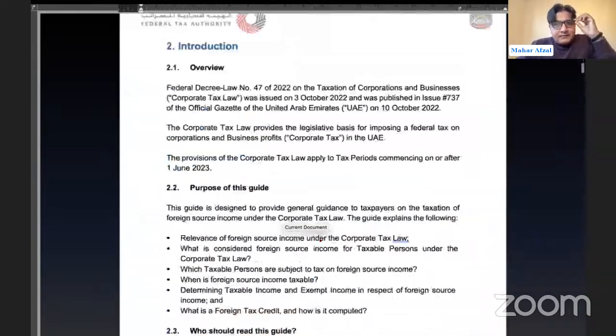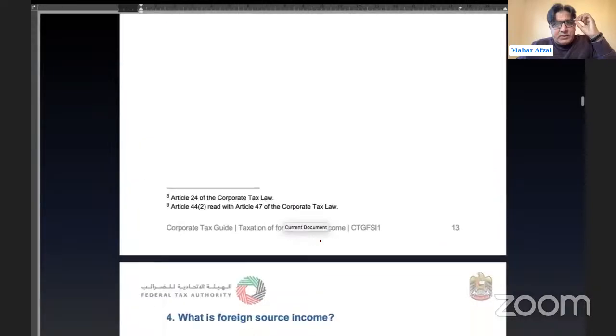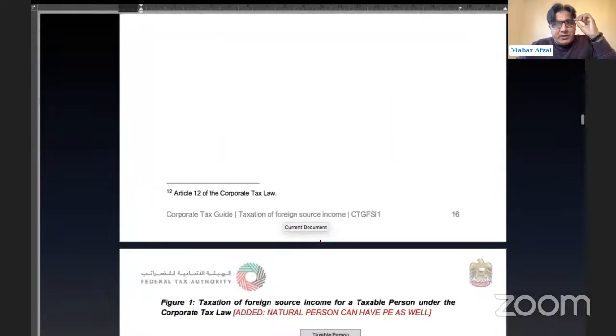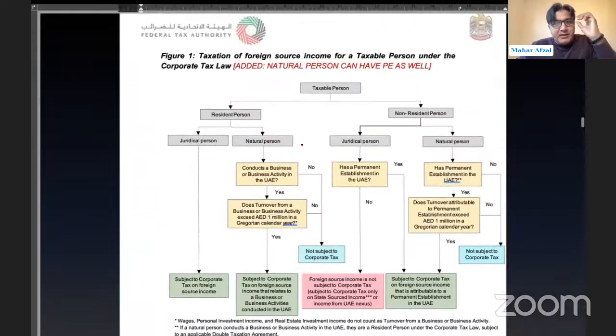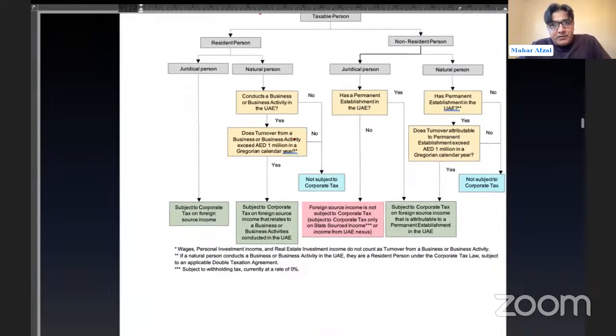Okay. You can go through this. These are the same things that we've already discussed. I'm just quickly going through the examples. This is the same diagram, by the way. We produced this diagram at the very beginning when this law was introduced.